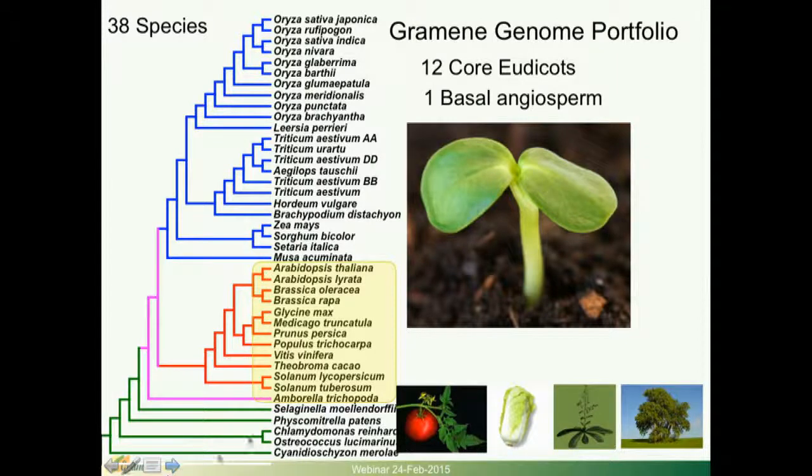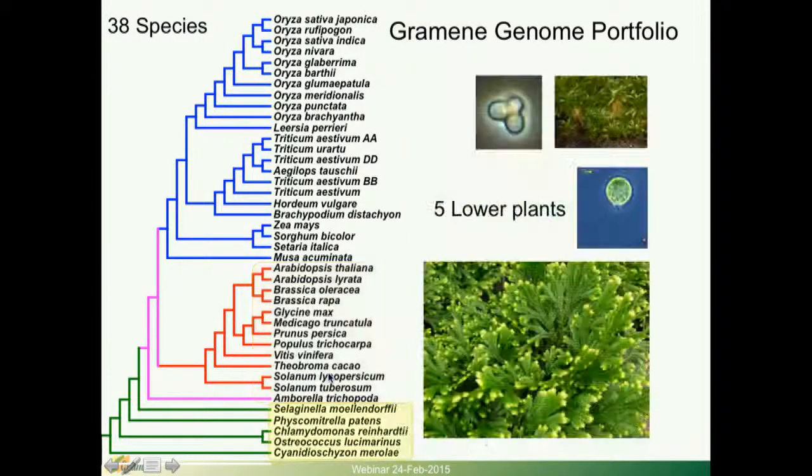These include Arabidopsis and brassicas. We have soybean, as well as some related legumes. We have grapevine, and we have potato and tomato. And then we have 5 lower plants.